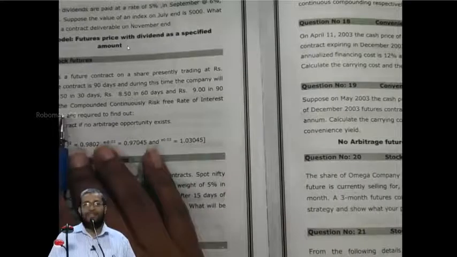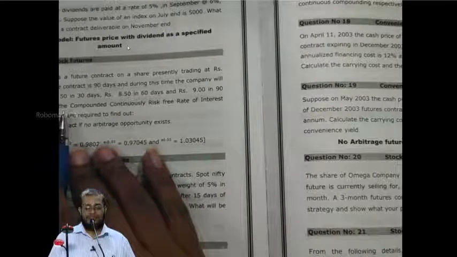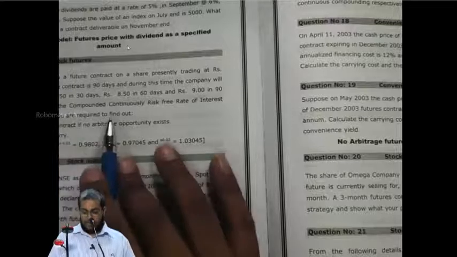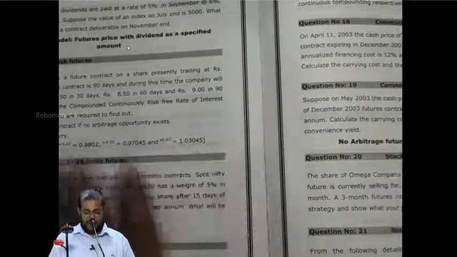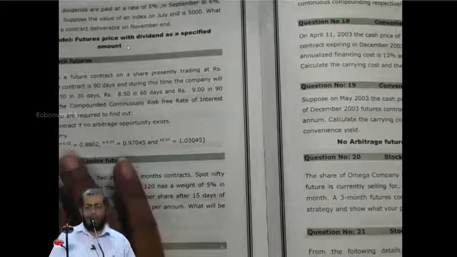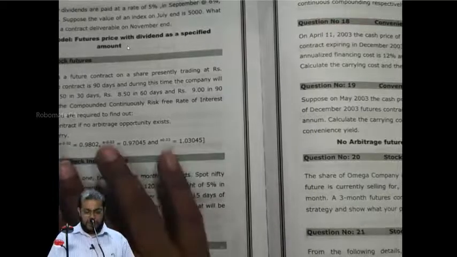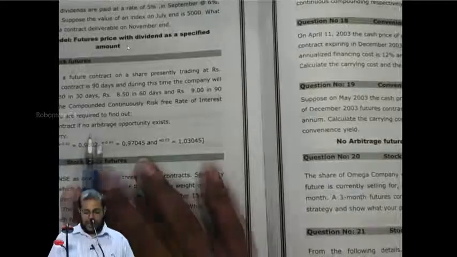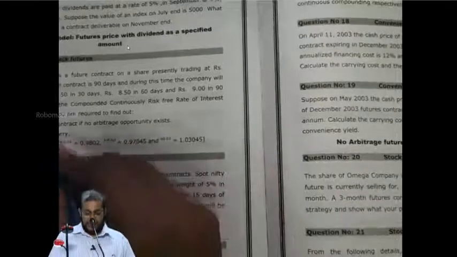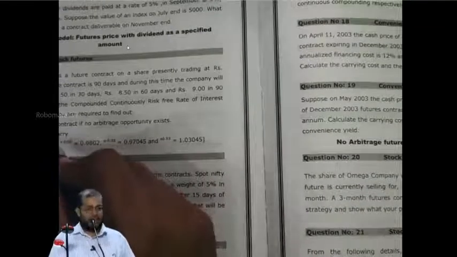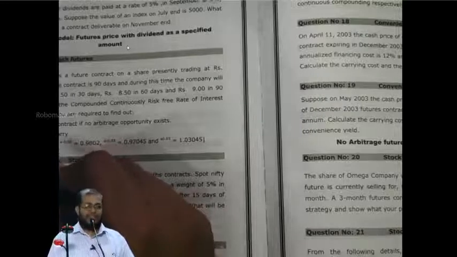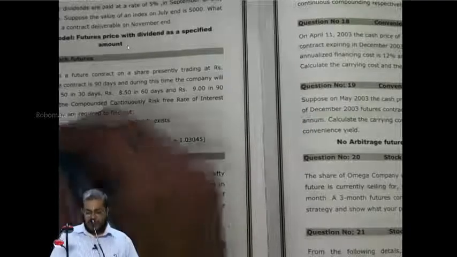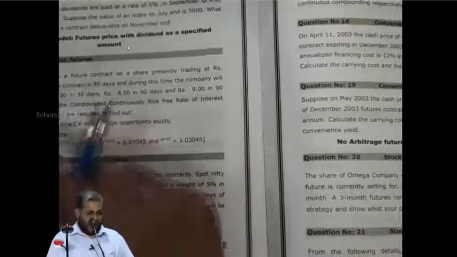Assuming a continuously compounded risk-free rate of interest, CCRRI, of 12% per annum, you are required to find out the fair value of the contract if no arbitrage exists. The cost of carry I will discuss after discussing convenience yield, later. Part B we can leave blank and answer later.